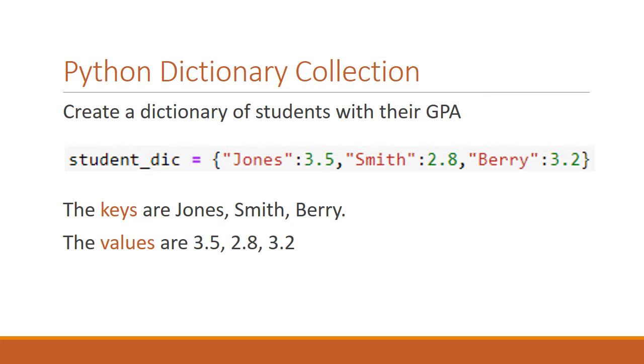Dictionaries in Python are defined using curly brackets. So to define a dictionary, we begin with a curly bracket, and then we include our items within the curly brackets. An item is defined as a key-value pair. So in our example, the key Jones and the value 3.5 are separated by a colon. So we define an item by key, colon, value. And then each item within the dictionary is separated by a comma.